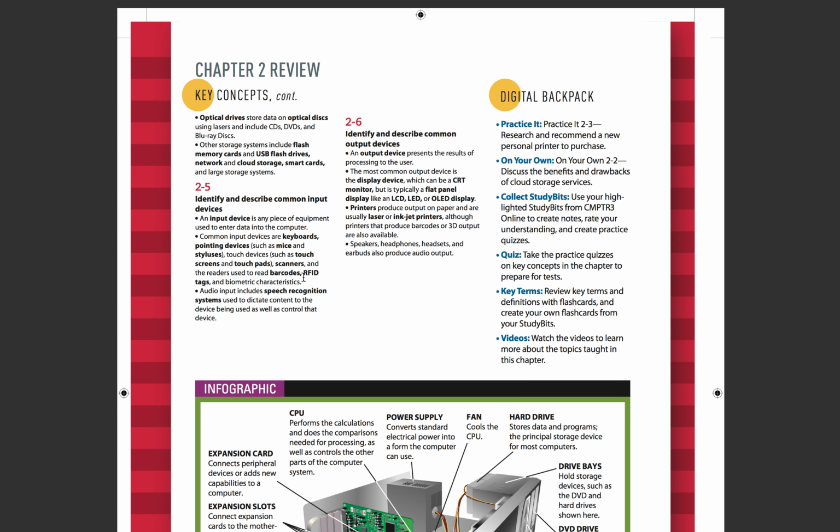And then finally in 2-6, we identified and described common output devices, where we discussed display devices, LCD screens, LED screens, all of those different types of displays, printers, everything that creates something due to its connection with the computer. So that's your output device.